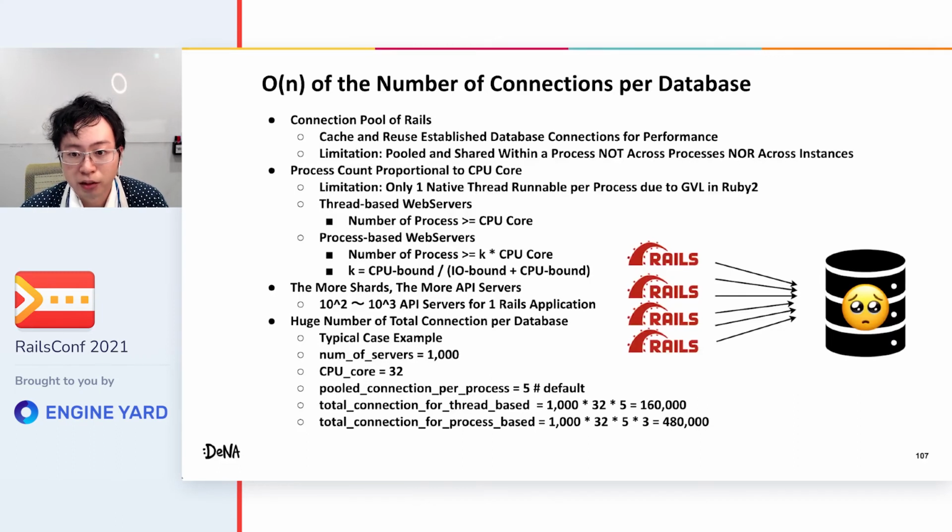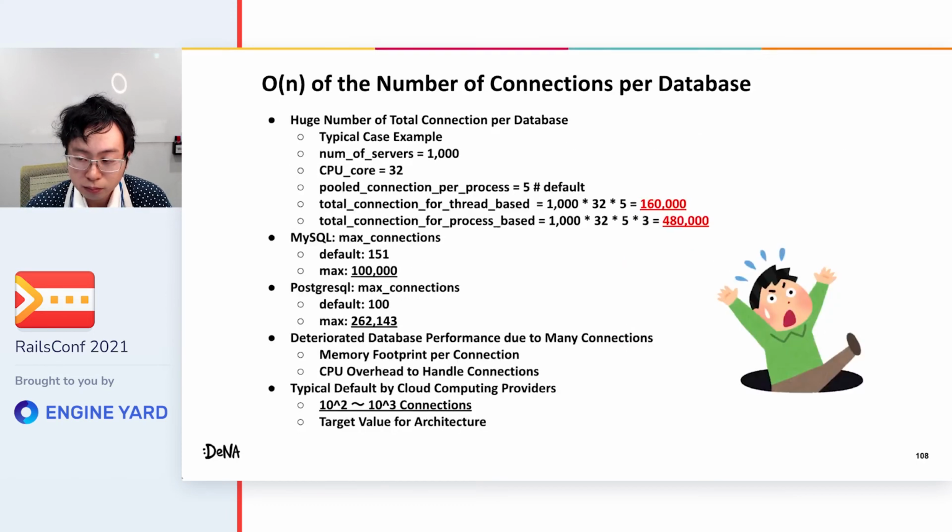So let's do the math here. The number of servers is 1000, CPU core is 32, and pool connection per process is 5. Then we can yield 160,000 or 480,000 connections per database. Actually, this number exceeds the maximum connection of MySQL and PostgreSQL. And we can see the deteriorated database performance due to many connections, like memory and CPU. Actually, the typical default by cloud computing providers is around hundreds or thousands, so we have to target this value.